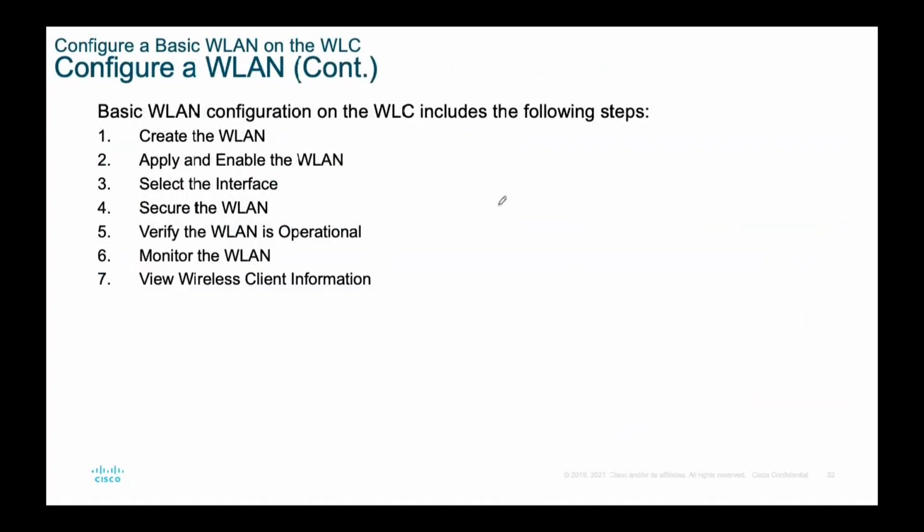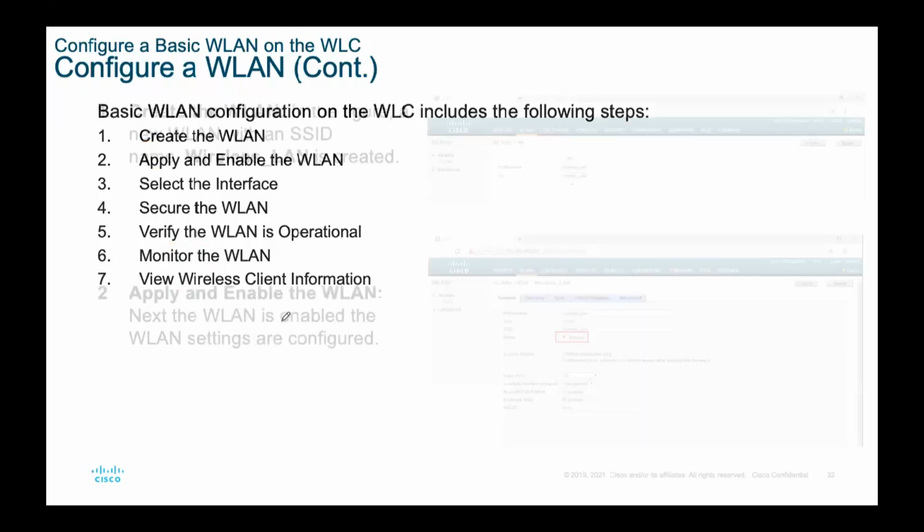Basic wireless LAN configuration on the wireless LAN controller includes the following steps. First, create a VLAN. Apply and enable the VLAN. Select the interface, secure it, verify it is operational, monitor the wireless LAN, and finally view wireless client information.